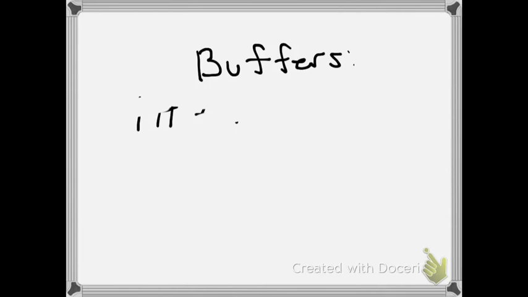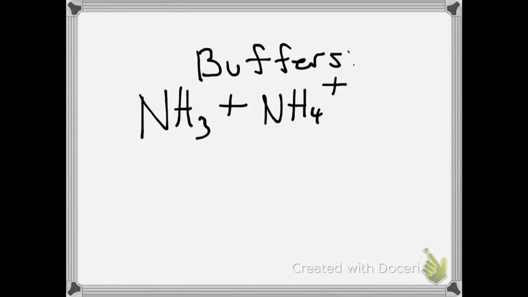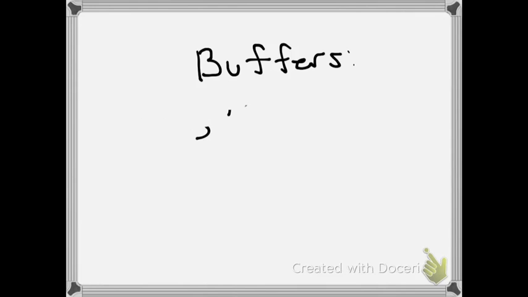An example of a weak base and its conjugate acid would be ammonia and its conjugate acid, NH4+. Buffering capacity is the ability of a buffered solution to accept H+ or OH- ions. The best buffers have an equal concentration of the acid and conjugate base, or the weak base and conjugate acid. The higher the concentrations of the acid and the base, the greater the buffering capacity.